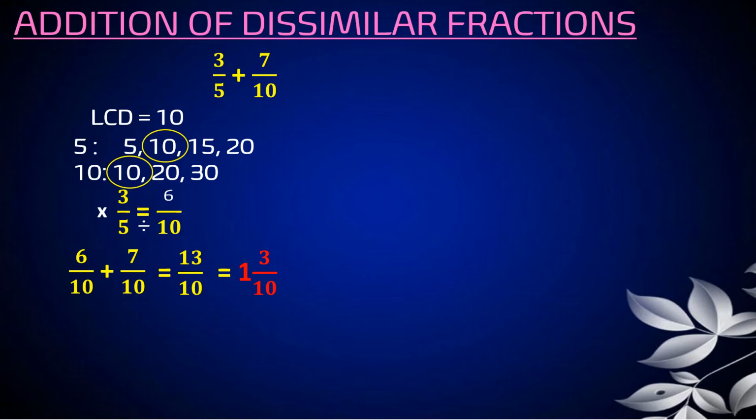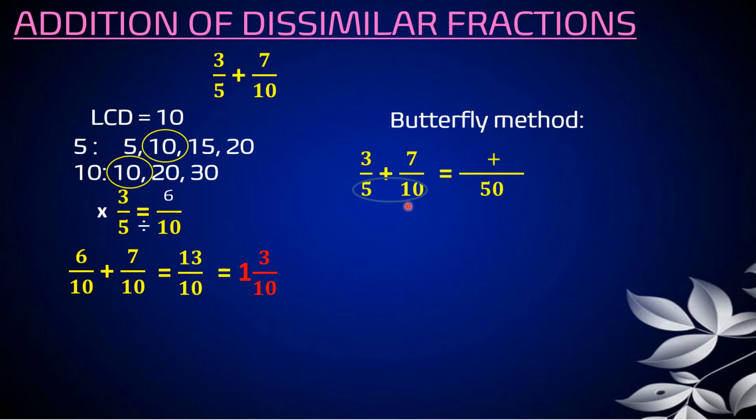So, we also have another method in adding dissimilar fractions. That is what we call the butterfly method. So, our fraction is 3 over 5 plus 7 over 10. Ang first step ay ipag-multiply natin yung dalawang denominator. So, 5 times 10 is equal to 50. Then, i-multiply naman natin yung numerator na 3 and yung denominator na 10. So, 3 times 10 is equal to 30. Next, yung pangalawang numerator at yung unang denominator. So, we have 5 times 7 is equal to 35. Now, let's add. We have 30 plus 35 is equal to 65. Then, i-copy lang natin ang denominator, which is 50.